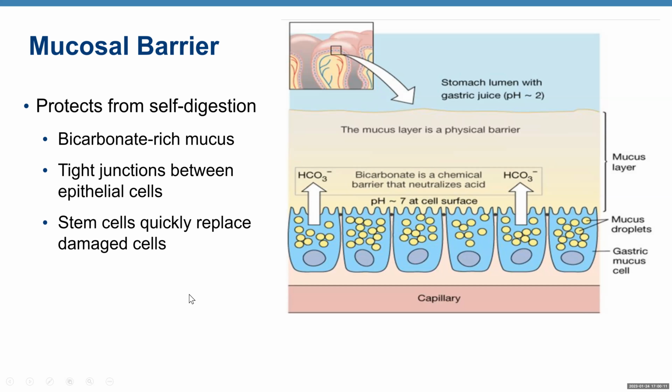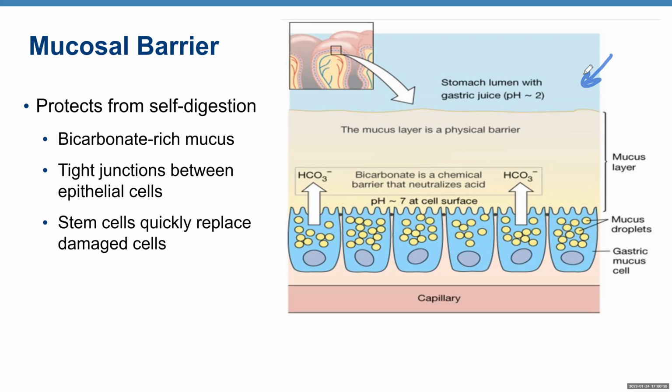Mucosal barrier. Now, in the stomach, in the small intestine and in the large intestine, you have mucus, but we have an especially thick layer of mucus in the stomach. Why? Because we have very low pH. That means it's a very acidic environment.